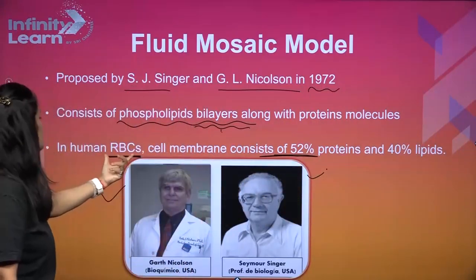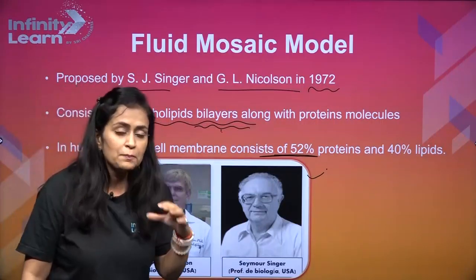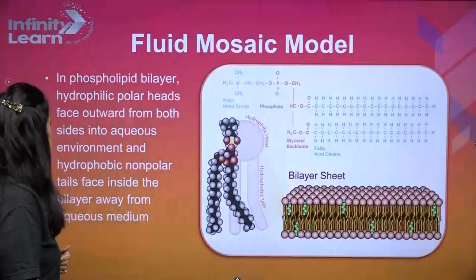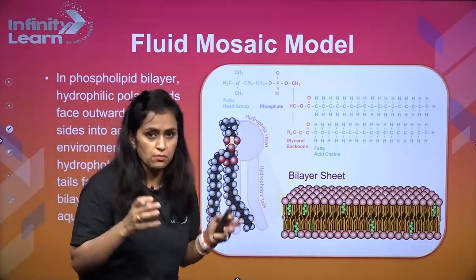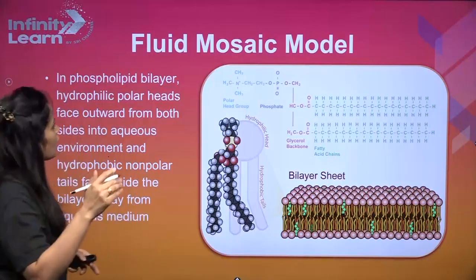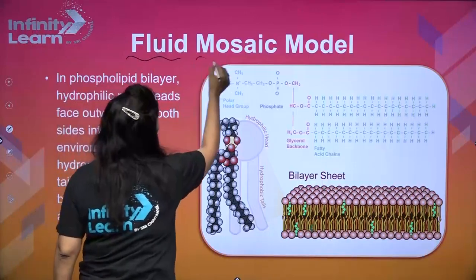Why is RBC important? Because these were the first cells where the plasma membrane structure was studied. Then they proposed, okay, this is a fluid mosaic model, isn't it? They said it's a fluid mosaic model. Now there are two words over here if you pay attention, fluid and mosaic.